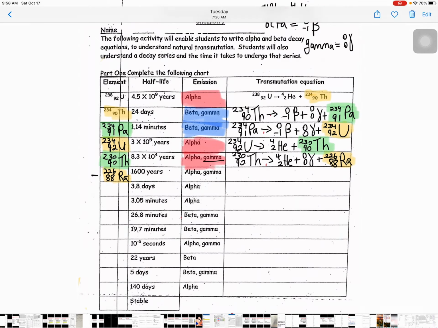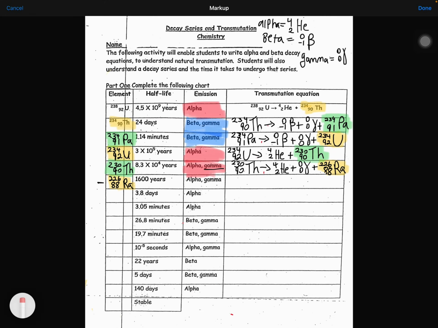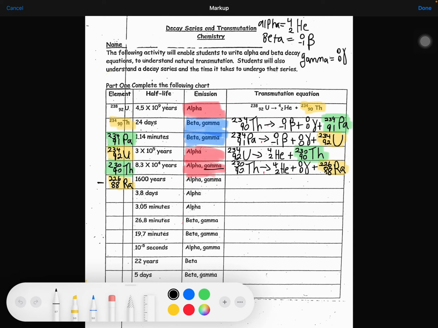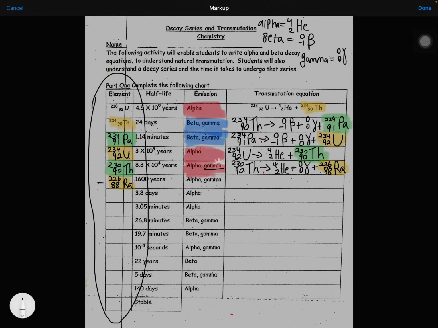Okay, so for the graph part, the values that you're graphing are the elements and specifically their atomic mass and their atomic number. That's kind of what you're graphing here. And let me show you the directions to the graph.